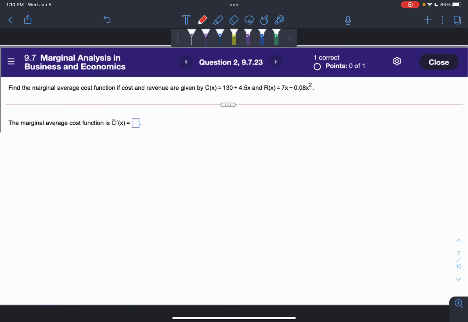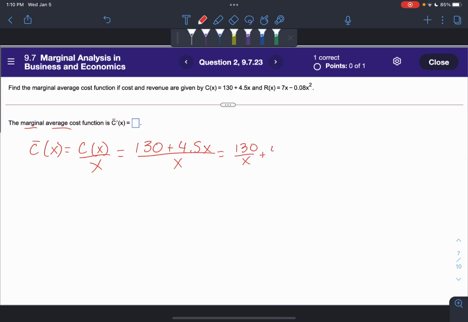All right, so let's get some more practice. Here we want the marginal average cost function. So we should first find our average cost function that we just did previously. So c of x over x. It's going to be 130 plus 4.5x over x. So this is going to be 130 over x plus 4.5. Okay, but now we want marginal, and this tells me that I need to take the derivative.